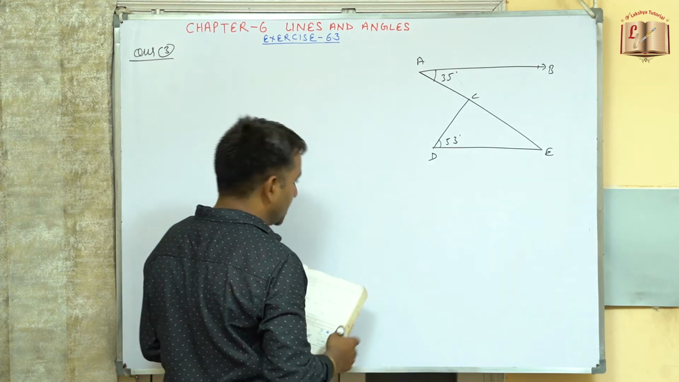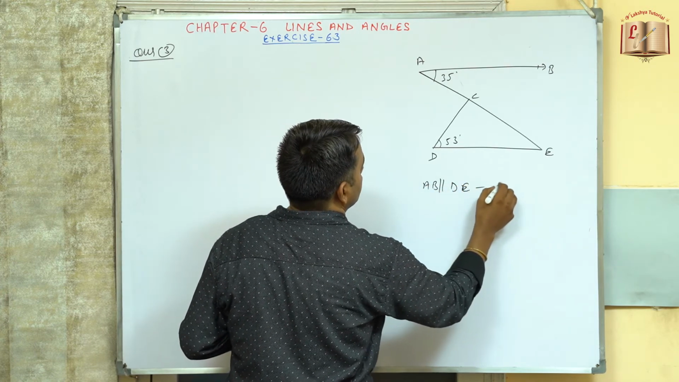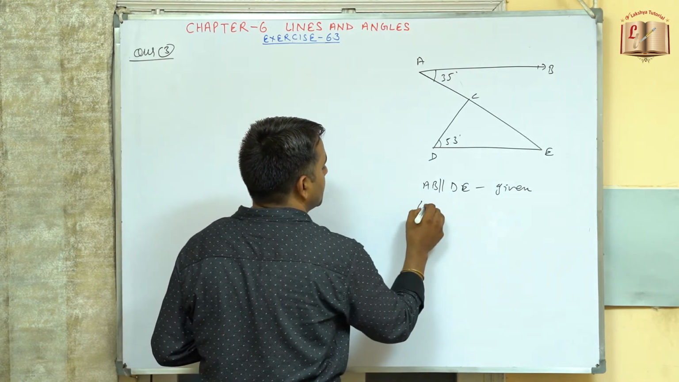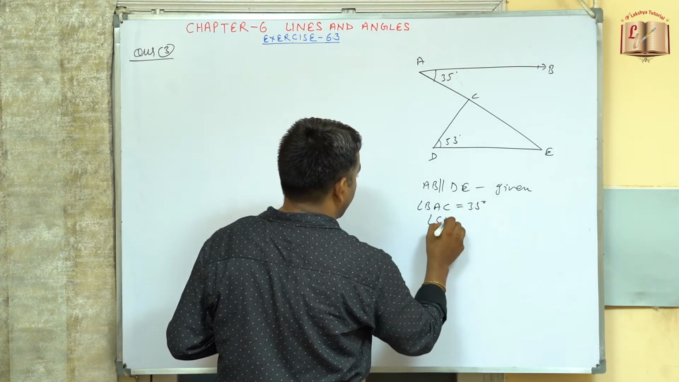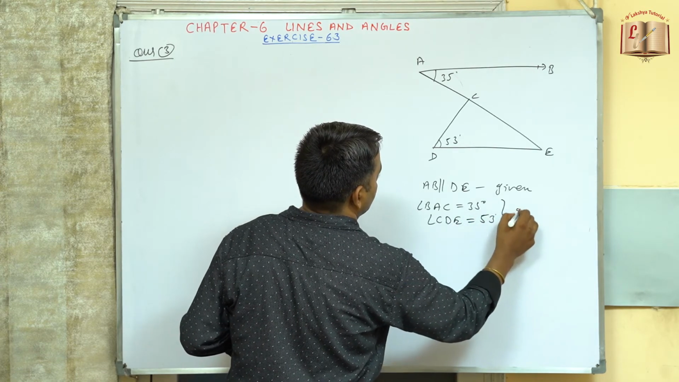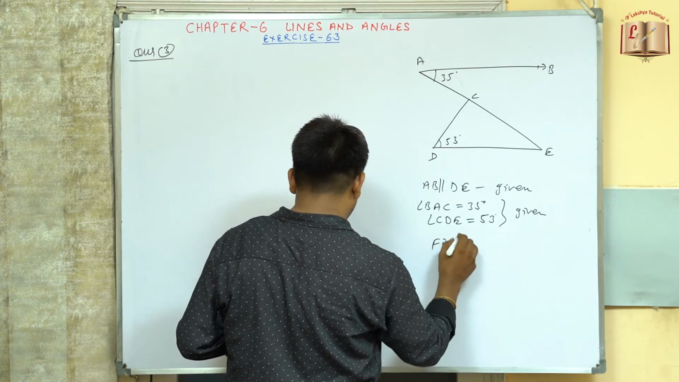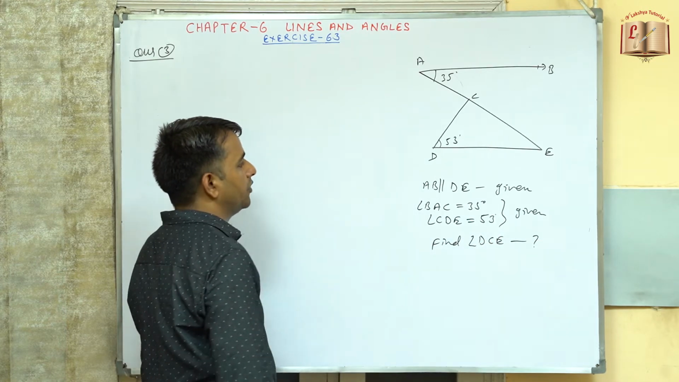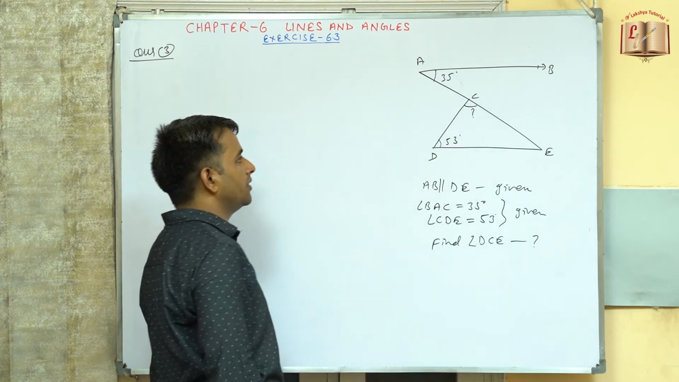So in the figure, AB is parallel to DE. This is now given to us. And angle BAC is 35 degrees, and angle CDE is equal to 53 degrees. So this is also given to us, and we need to find angle DCE. So this angle DCE we need to find out. Angle DCE means this angle. So this angle we need to find out.